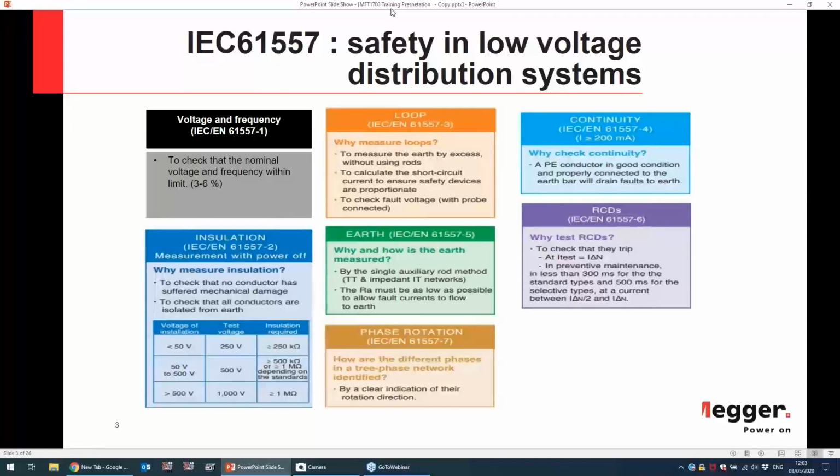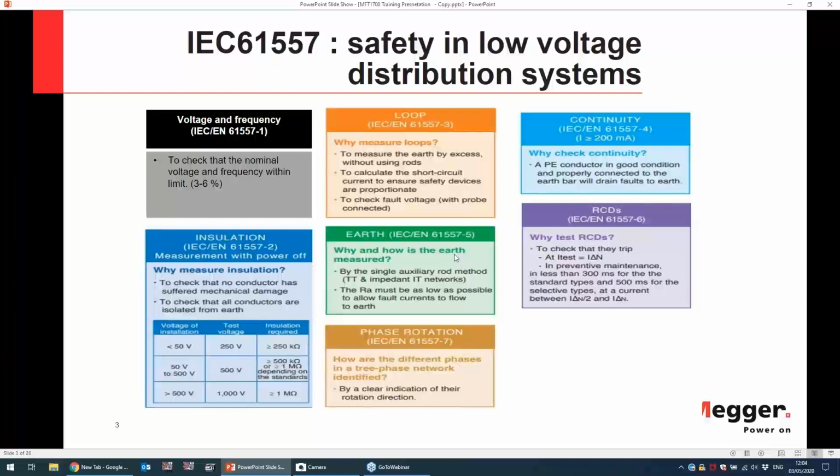The fourth part of the standard is to talk about earth resistance, to measure the earth electrode. We will talk explicitly about how to do this test, and show some connection examples to get this test done correctly, as it's very, very important to check your earth electrode in the ground.